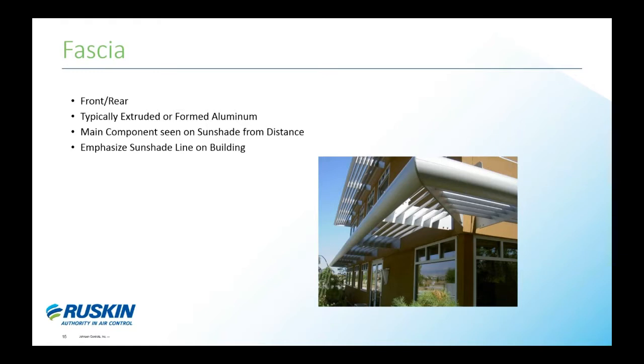Moving away from blades, we come to the second major component of the sunshade. A front or rear fascia can be added to a sunshade design. A front fascia is the leading edge of the sunshade. From far away, it is the main component seen in the sunshade. The rear fascia is located at the building wall and runs the full width of the sunshade if it exists. Fascias can be made of formed or extruded aluminum. They can be used for extra support, as used with an intermediate outrigger, or to emphasize the line of a sunshade on a building.